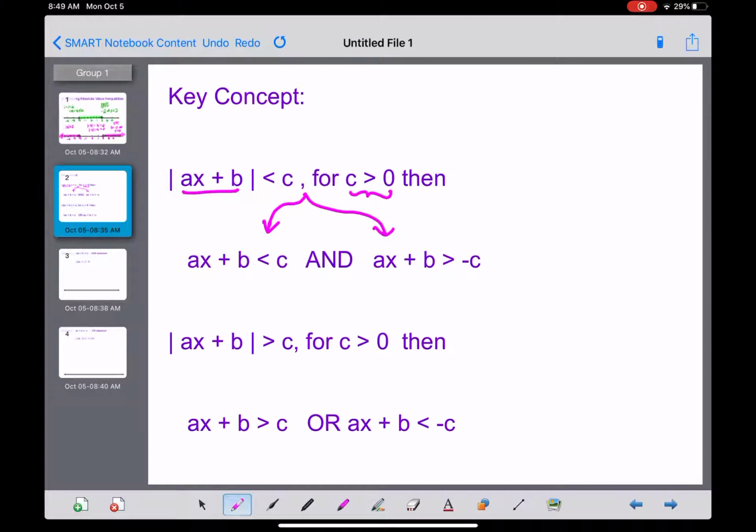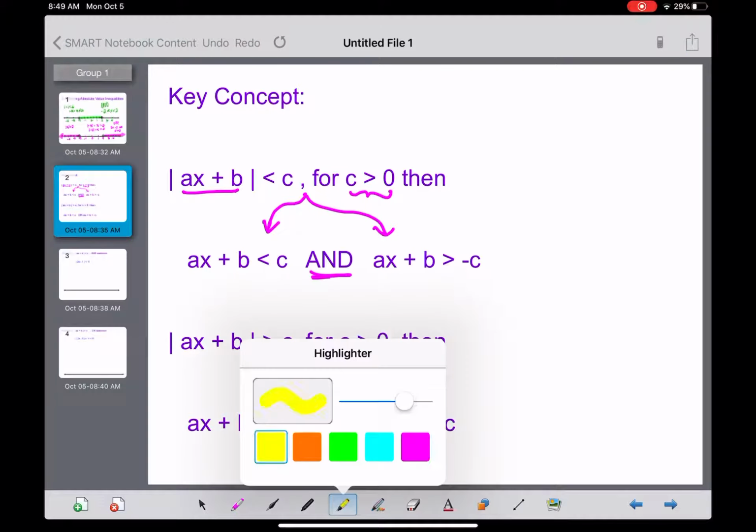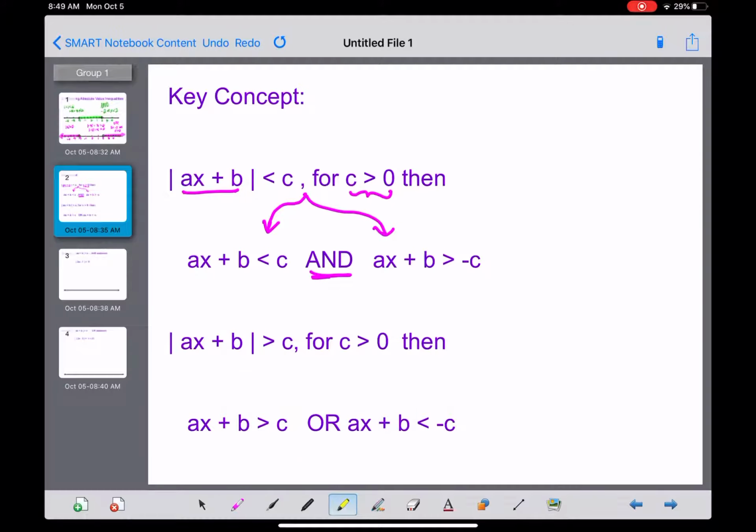So when I solve, I'm going to have ax plus b is less than c, and since less than goes along with and statements, ax plus b is greater than -c. Notice that when I am working with the negative side, I flipped my inequality. Just like when we multiply or divide by a negative, our inequality changes. The same is true with inequalities for absolute value.